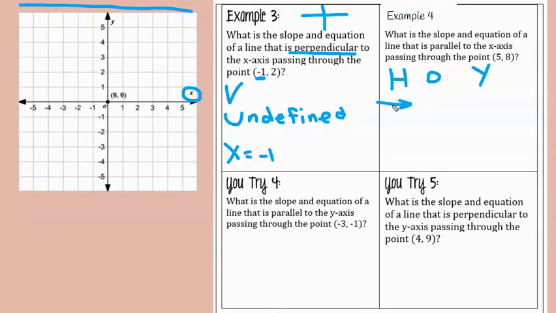Horizontal, straight across. Slope is 0. And it's going to be y equals, and my y value is going to be 8. Okay.